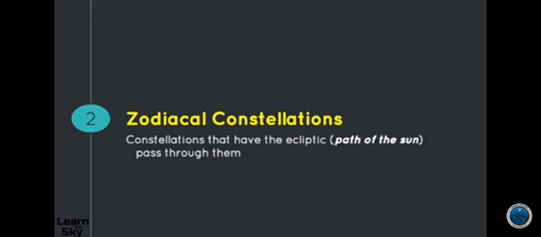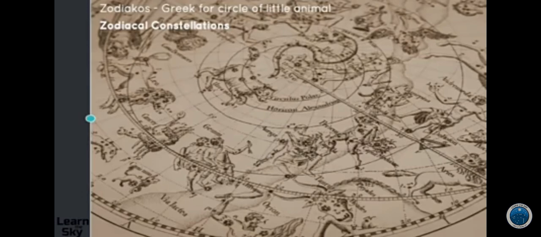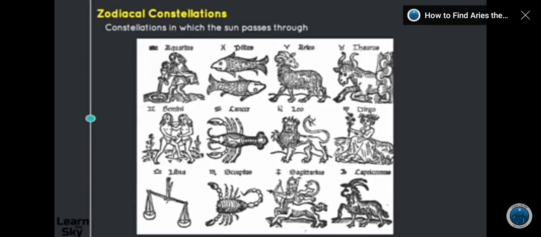Our next type of constellation is called a zodiacal constellation, and these are ones in which the ecliptic, or the path of the sun, passes through them. And if we break down this word a little bit more, zodiakos is Greek for circle of little animals, and if we look at the different constellations, you can see that many of them are represented by different animals. And of course, if you have ever heard of the signs of the zodiac, or you follow any type of astrology whatsoever, you will notice that these are the signs of the zodiac.